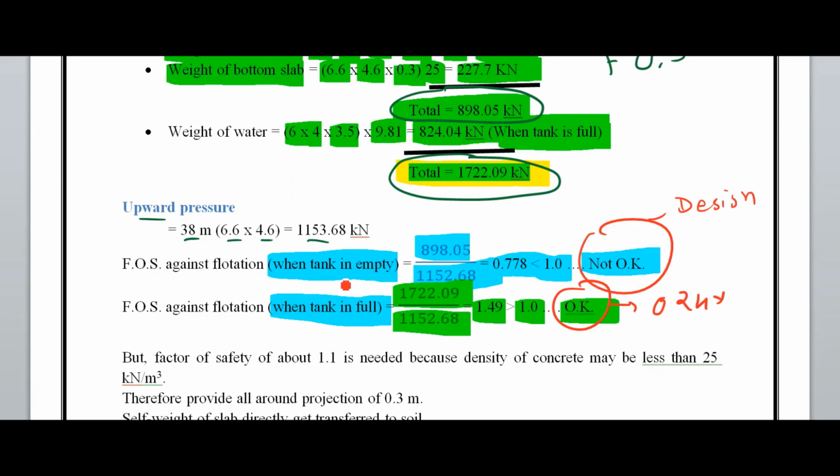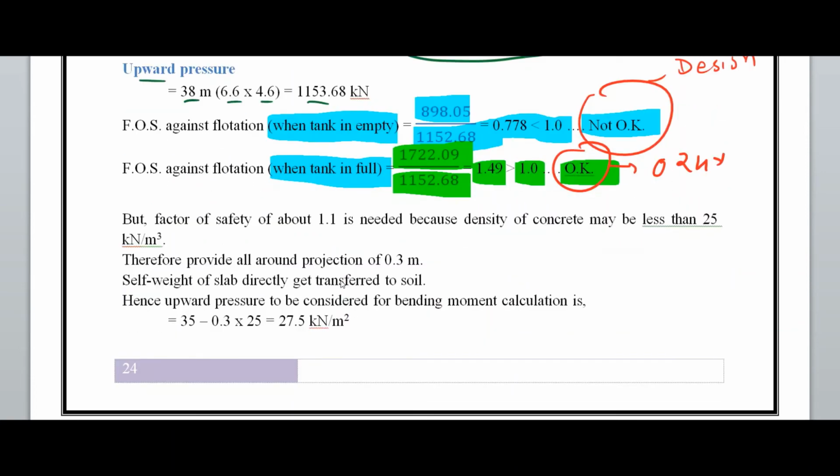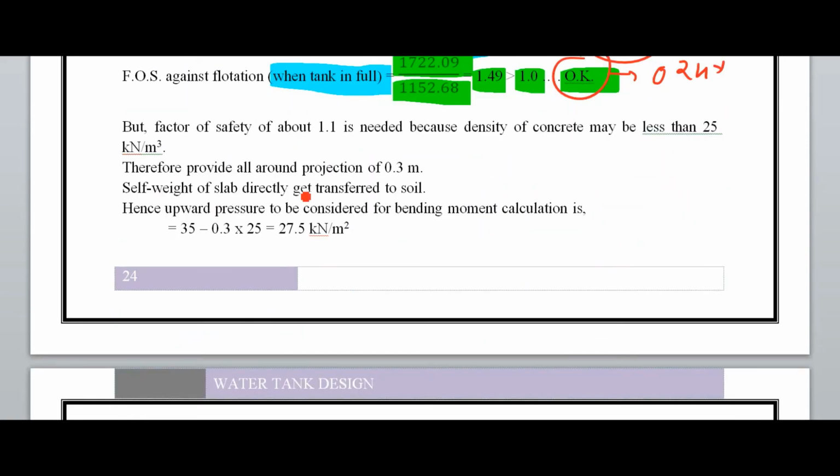Now we have to design it for when the tank is empty. A factor of safety above 1.1 is needed because the density of concrete may be less than 25 kN. So we provide a 0.3 m projection. The self weight of the slab goes directly to the soil. Hence, for the upward pressure in the bending moment calculation, we consider 35 minus 0.3 into 25.